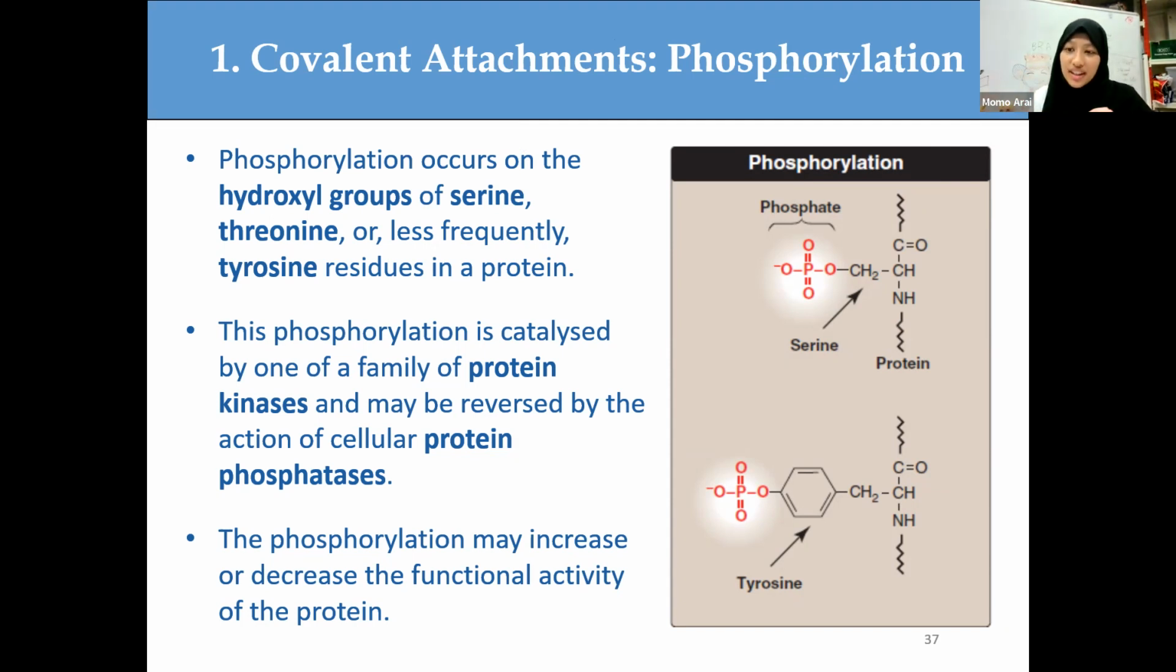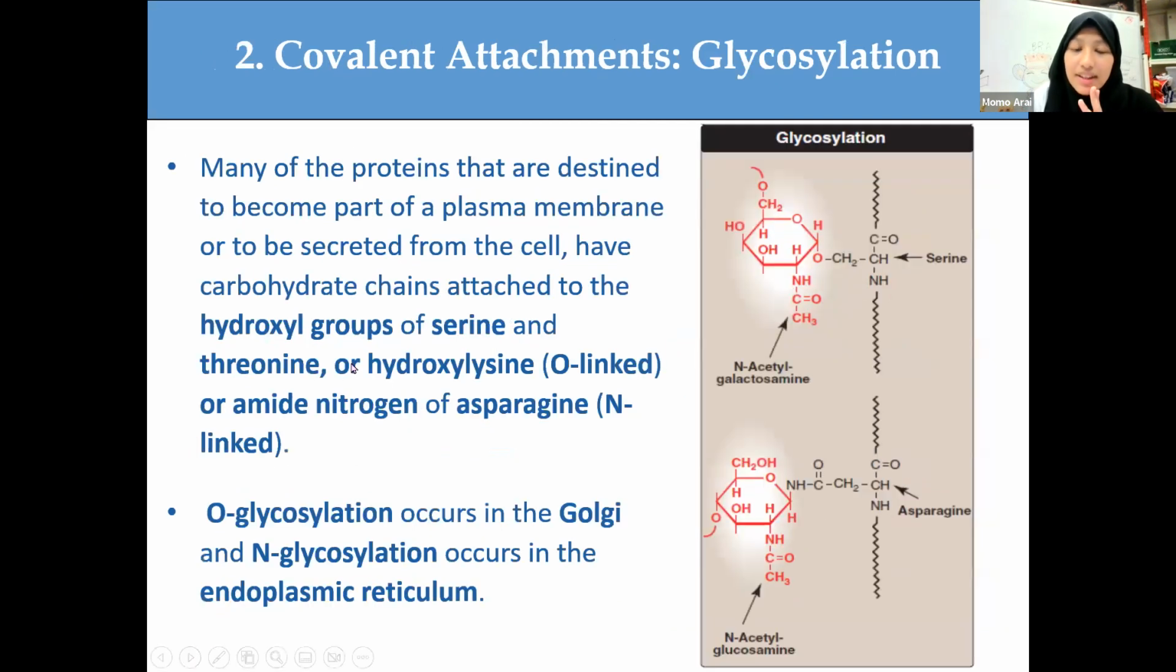Whenever you want to remove that phosphate, phosphatases come into play. Phosphatases, from the name, break down that phosphate bond. Kinase is the opposite; they make that bond. So this is phosphorylation: serine, threonine, and tyrosine. The next modification is glycosylation. Phosphorylation is when a phosphate group is added; glycosylation is when a carbohydrate group is added. All these changes can happen after a protein is made.